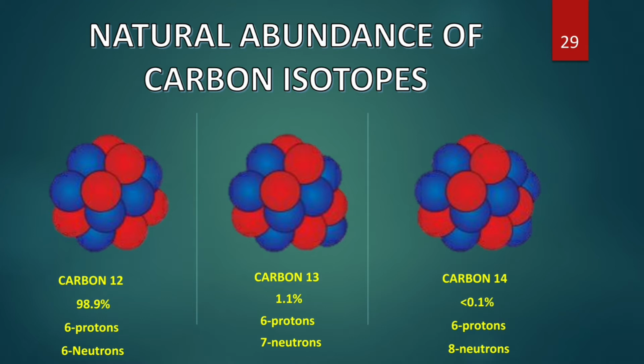Coming to carbon 12, its natural abundance is 98.9%, and it has 6 protons and 6 neutrons. In carbon 13, the percentage is 1.1, and it has 6 protons as in carbon 12 and 7 neutrons. Moving on to the very rare carbon isotope, carbon 14, its natural abundance is very low, less than 0.1%, having 6 protons and 8 neutrons.